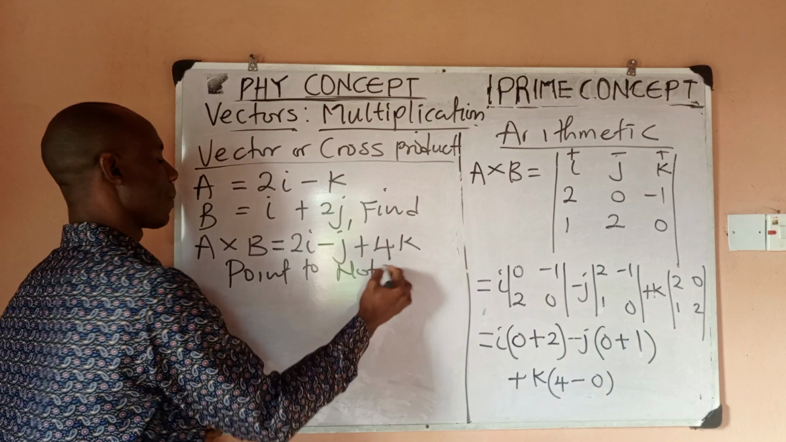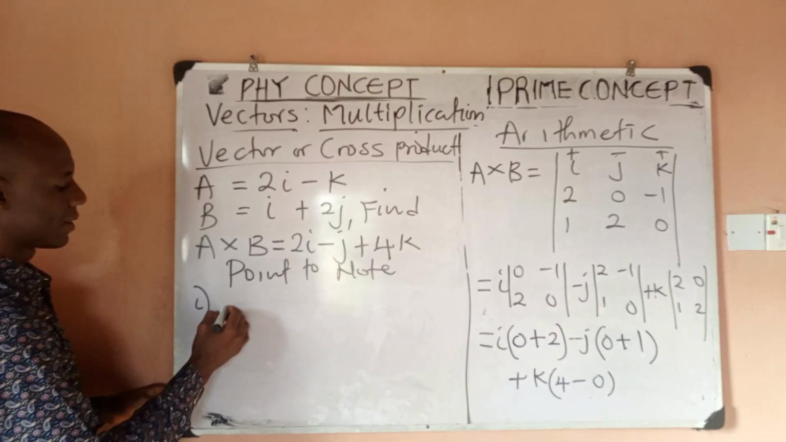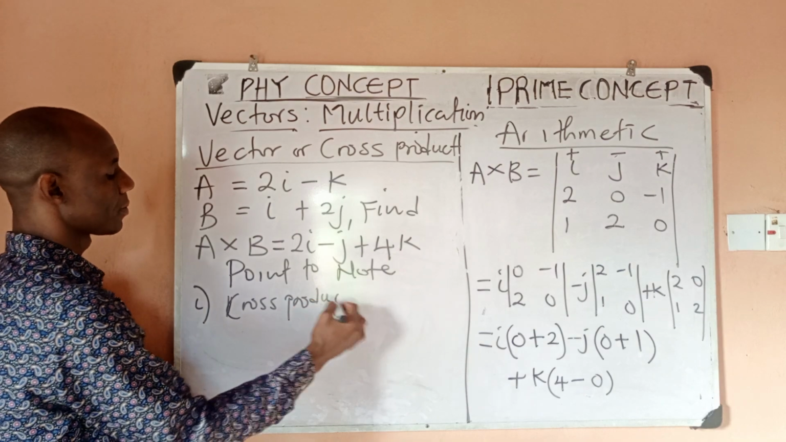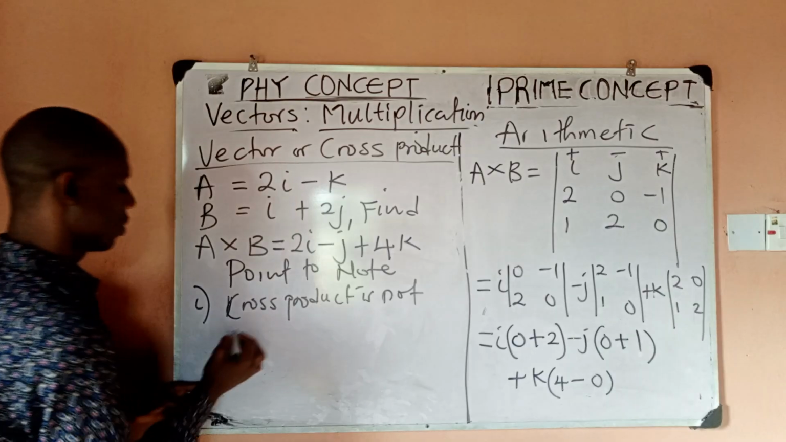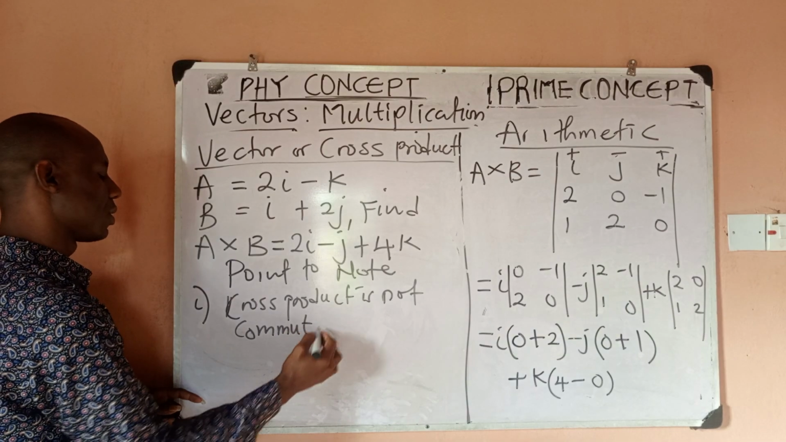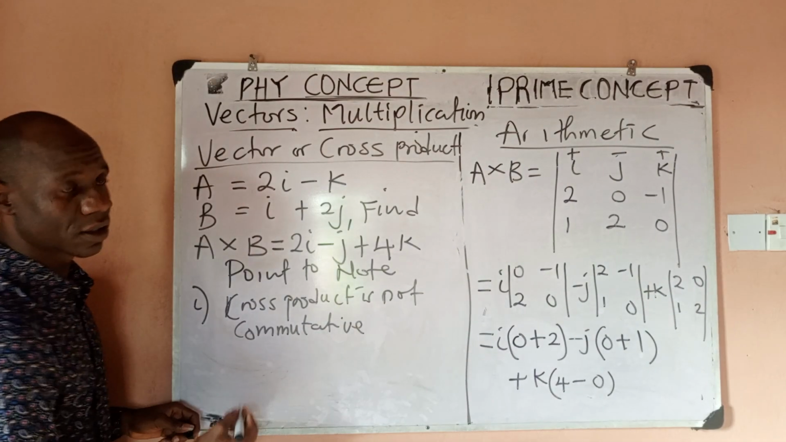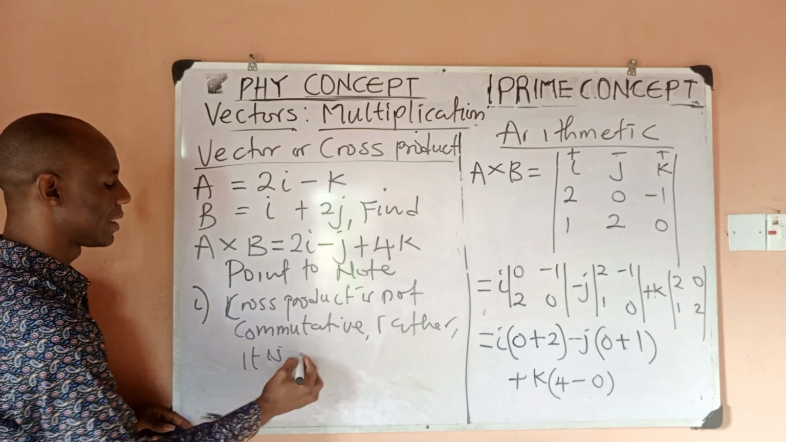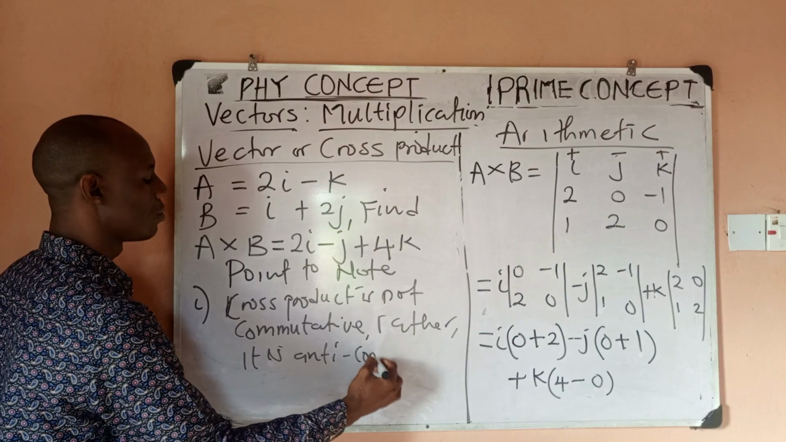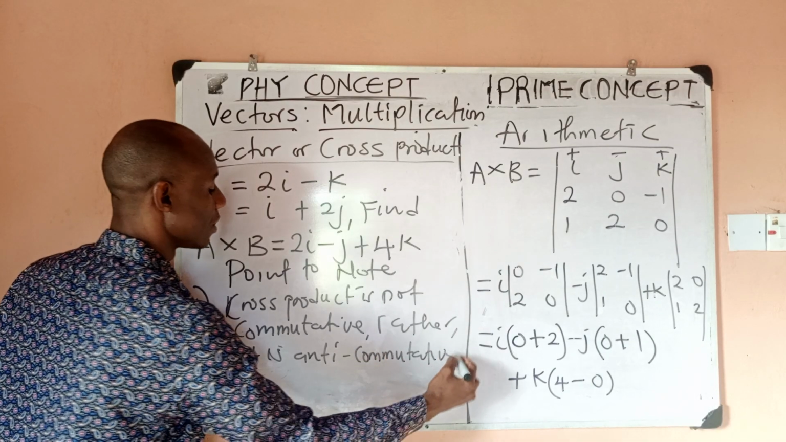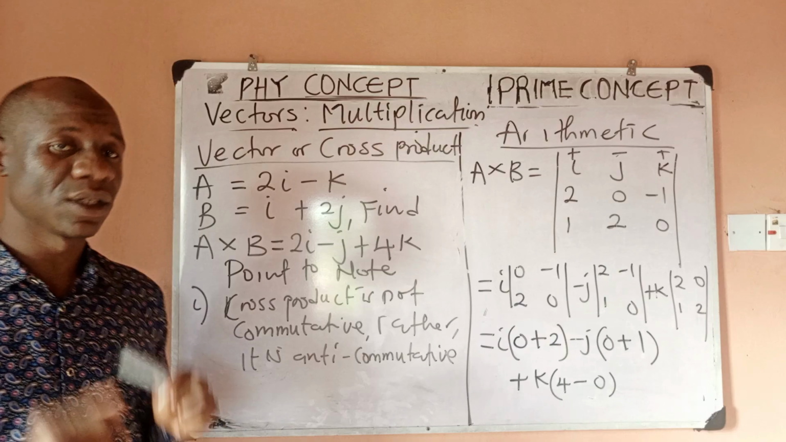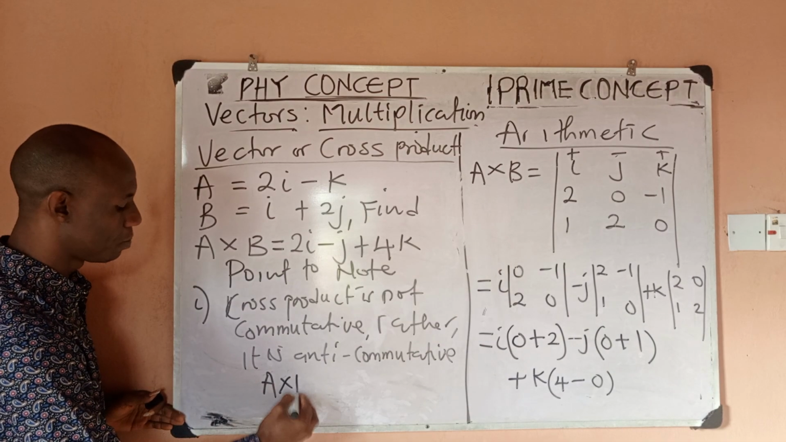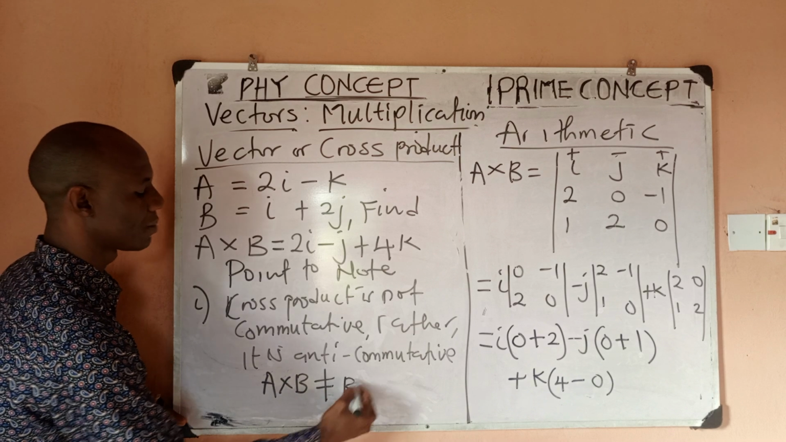to note. Number 1 is that cross product is not commutative. Is not what? Commutative. Rather, it is anti-commutative. So rather than saying it is commutative, you say it is what? Anti-commutative. What does it mean? It means that A cross B is not the same as B cross A.